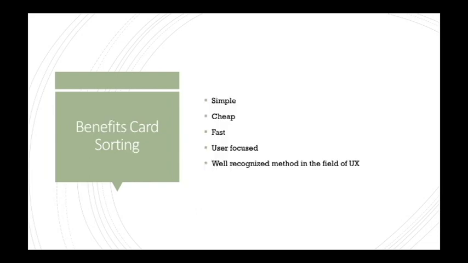So some of the benefits of card sorting are that it's a simple, cheap, and fast method. It's very user-focused since you're dealing specifically with your users directly. It's one of the most well-recognized methods for usability testing. And it really is good at helping you to evaluate the information architecture of your site. It'll really get you to understand your users' expectations in your card sorting.